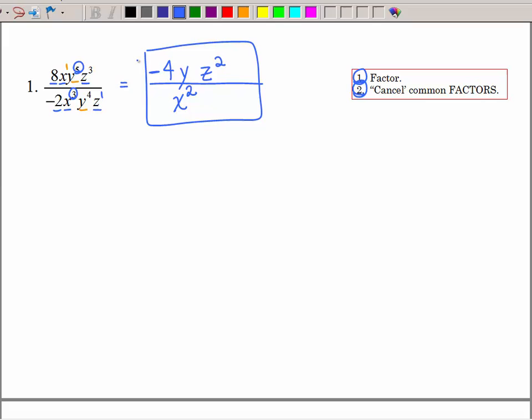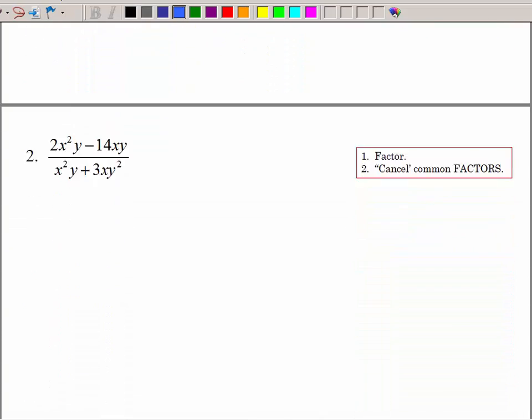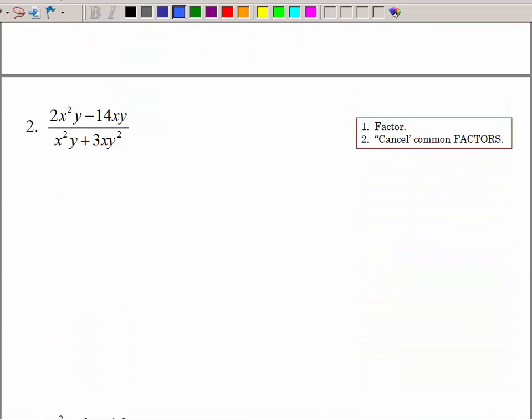Now the reason why that one's easy is because these were monomials. Now remember, monomials just means it has one term. One term on top, one term on bottom. There's no pluses or minuses. That makes it a lot easier to reduce because they're all factors, they're all multiplied together. So let's look at a more difficult example. Here we cannot just start reducing the x's and the y's because of that sign and that sign. All right, we have subtraction and addition. So that means we must factor.